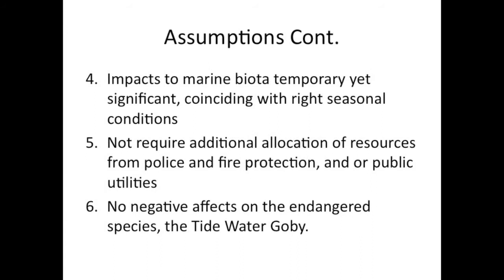Number 4, the impacts to marine biota were assumed to be temporary and significant, but mitigated by timing construction with the seasonal changing of marine surface soil types, by choosing to construct during the time in which the affected area is predominantly gravelly, loose soil with little biomass. Number 5, the assumption has been made that the project would not require the additional allocation of resources to fire and police protection and/or public utilities such as power. And number 6, the assumption has been made that with all of the mitigation measures made to protect the tidewater goby, there would be no negative effects on the health of the species population.